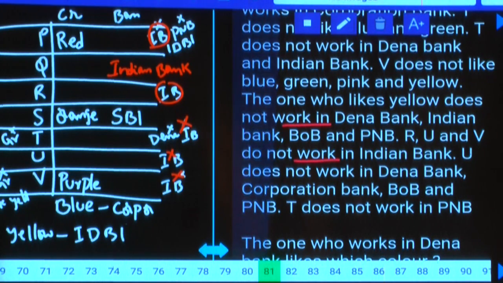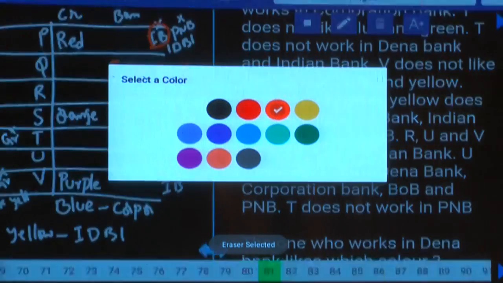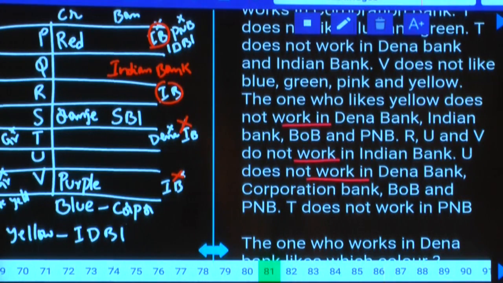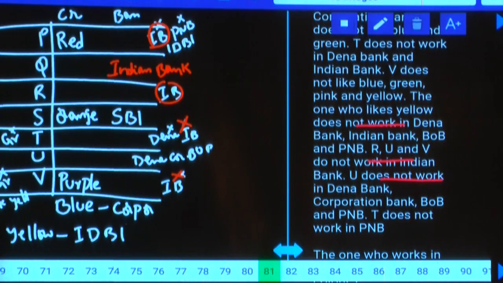R, U and V do not work in Indian Bank. U does not work in Dena Bank, Corporation Bank. Now regarding this U, this U does not work in what? Dena Bank. Dena is ruled out. Next one, Corporation Bank. Dena, Corporation, BOB and PNB are ruled out, isn't it?